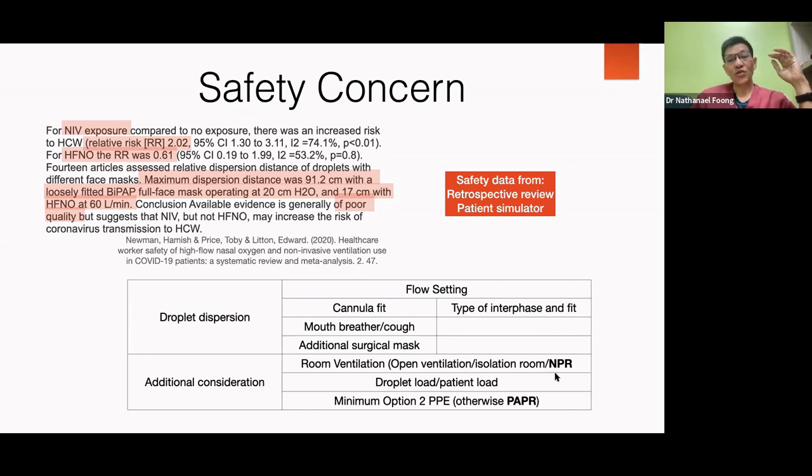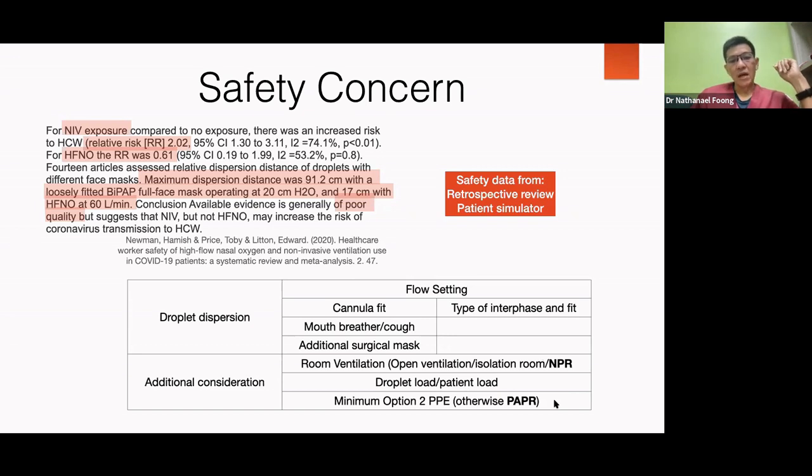Do you have an isolation room? Do I have a negative pressure room, all right? How many patients are you putting into the room? The droplet load will be proportionate to the patient load that you have, all right? And the healthcare worker has to be protected at least with an option 2 PPE, which is an N95 at the very least, if not a PAPR.